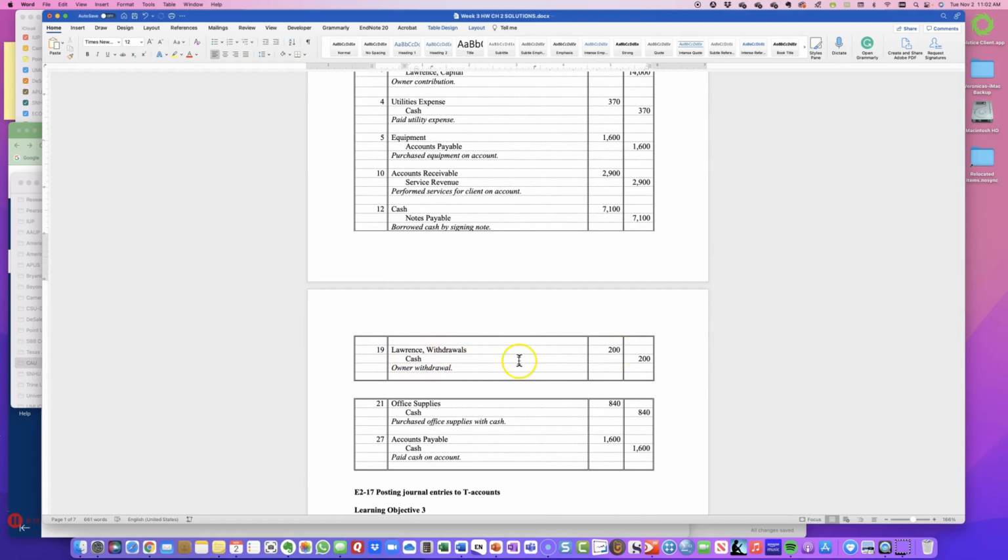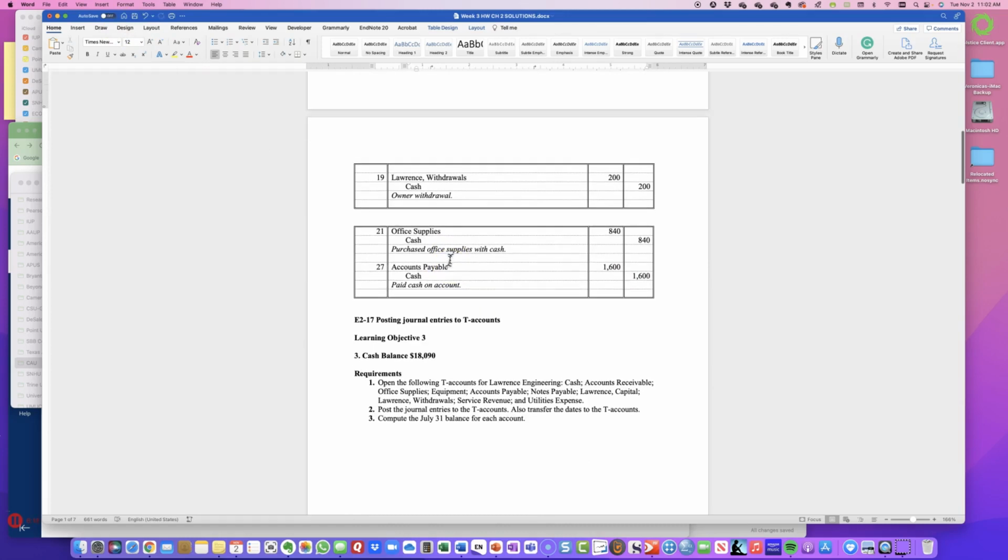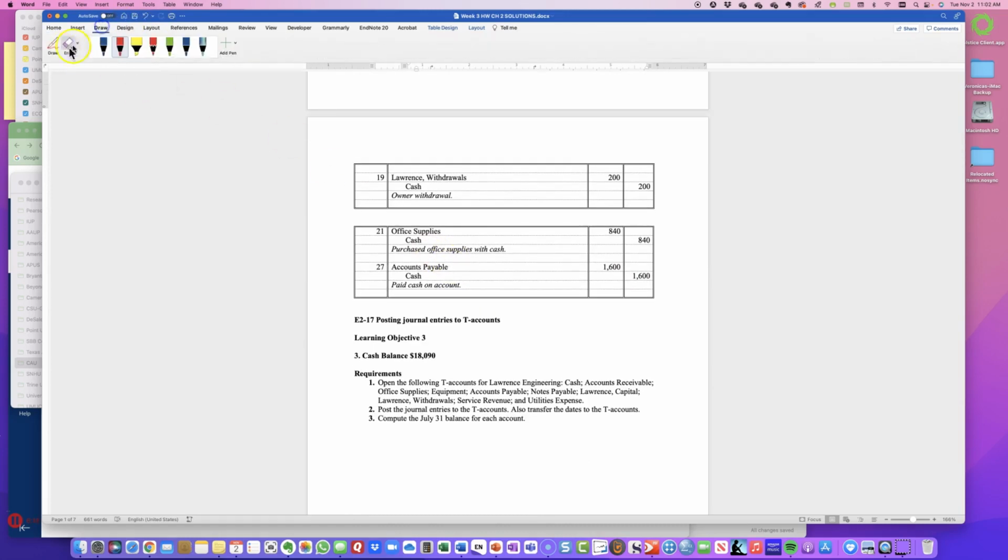The cash is the asset account, and let me show you that because we have a little bit of space here. Let me go back to drawing. If we have assets equals liabilities plus owner's equity, we have a reduction in the asset account and a reduction in our owner's equity with the Lawrence withdrawal.